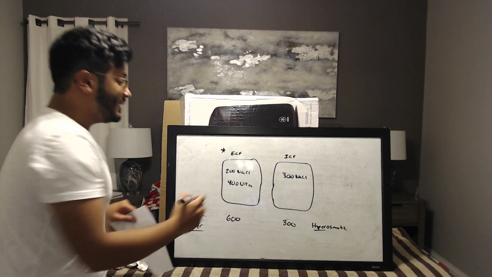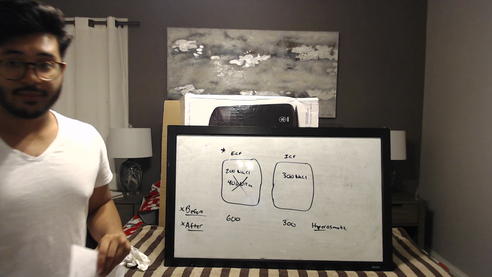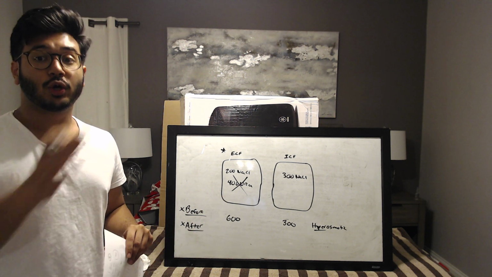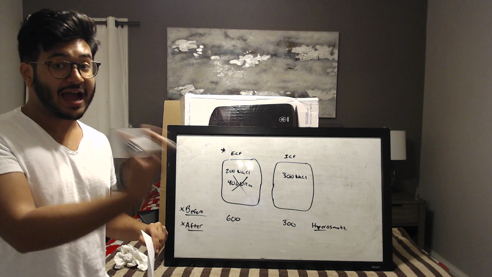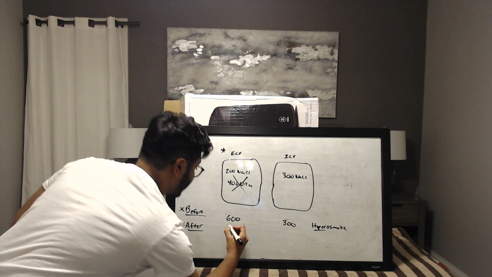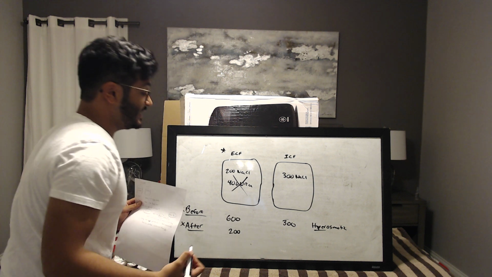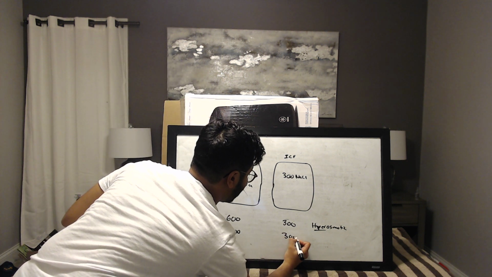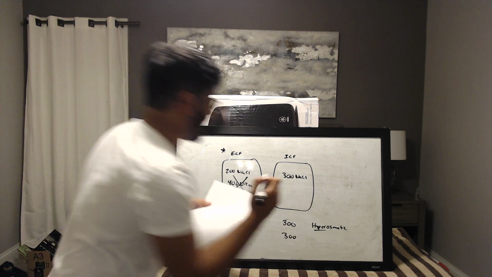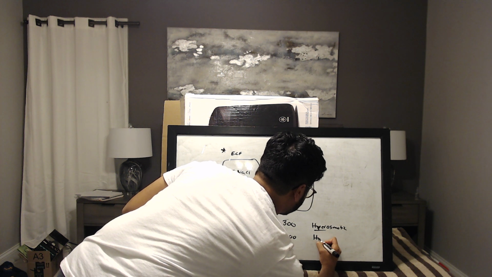But whenever you take the urea out, right, because it's fully permeable, you're going on to the tonicity, the after shot. When you take the urea out, you end up with 200 for the ECF and 300 for the ICF, so you actually end up with a hypotonic solution.